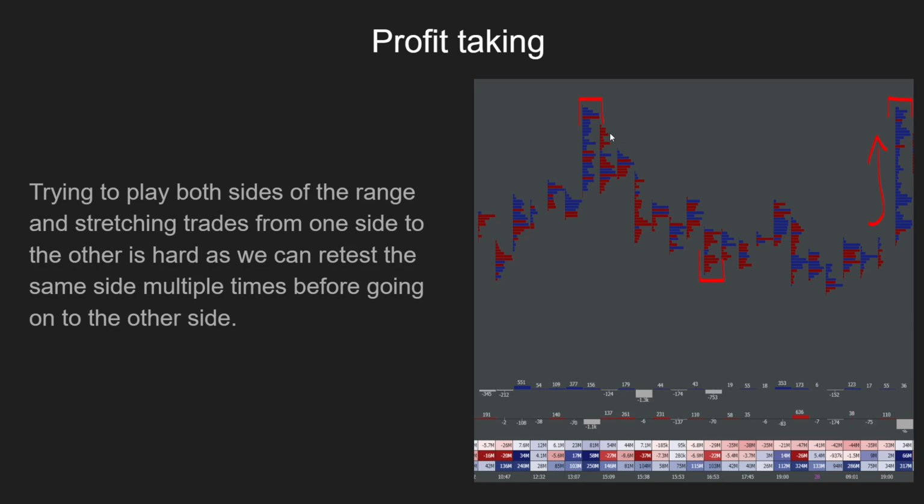If you had held in hopes of getting to the other side of the range, you would have likely round-tripped your entire trade out of fear. For this reason, profit taking in the middle of the range is best, as liquidity is high and profit is guaranteed. So this is where you take your profit, and this is where you play it again.